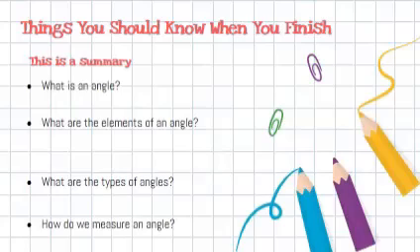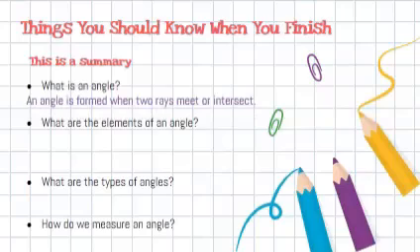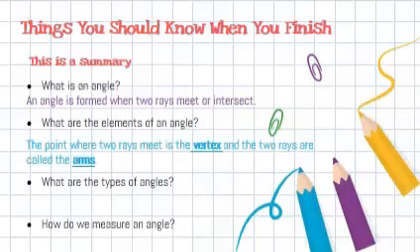Things you should know when you finish: what's an angle? An angle is formed when two rays meet or intersect. What are the elements of an angle? The point where two rays meet is the vertex, and the two rays are called the arms. And what are the types of angles? The types of angles are acute, right, obtuse, straight, and none. And how do we measure an angle? We measure it using a protractor. We put the protractor on the endpoint of the vertex, one of the arms on the 0 line, and we start reading.